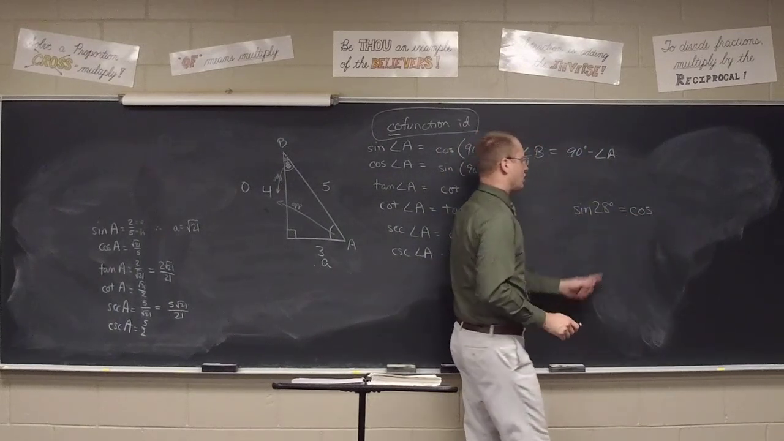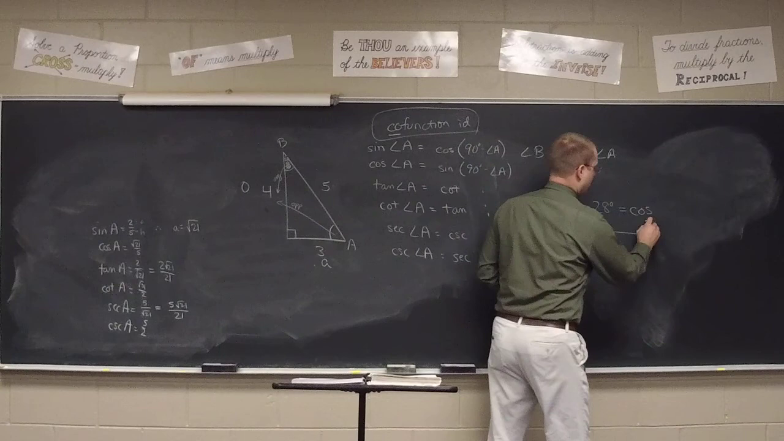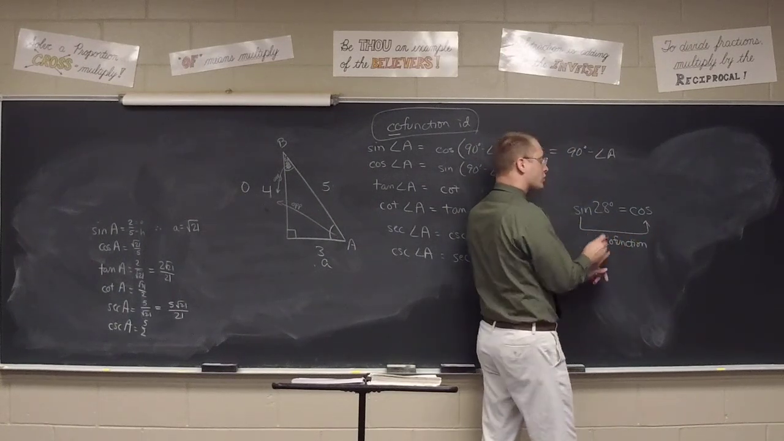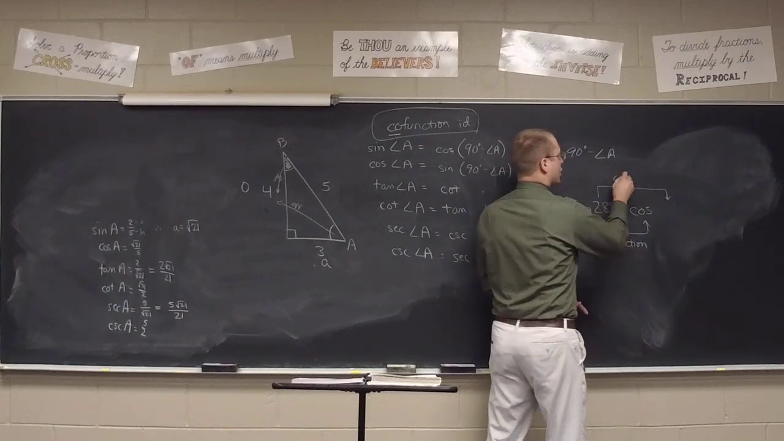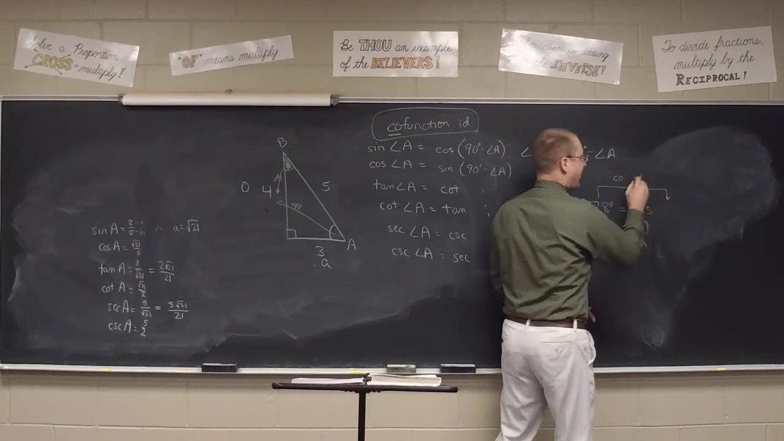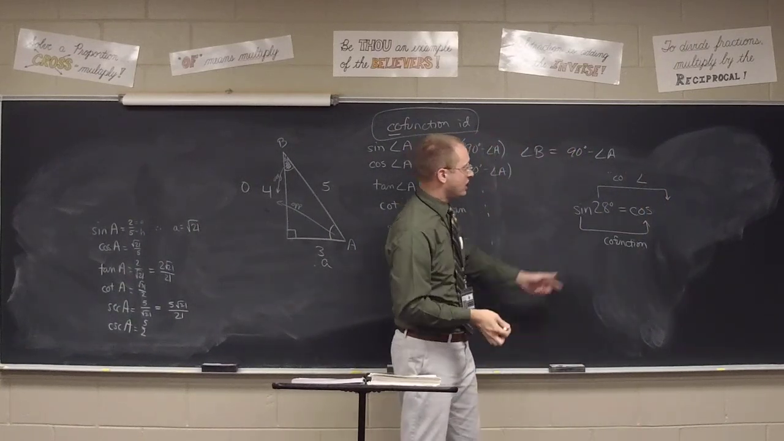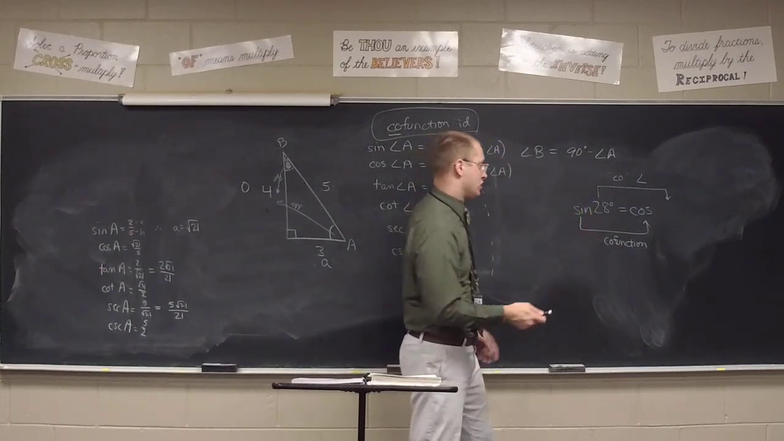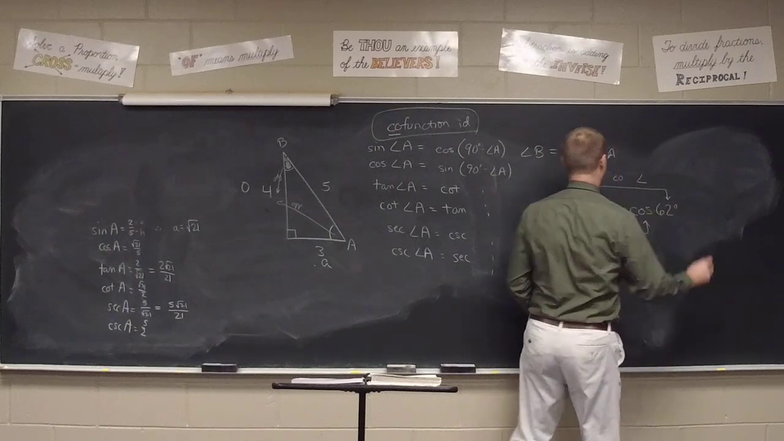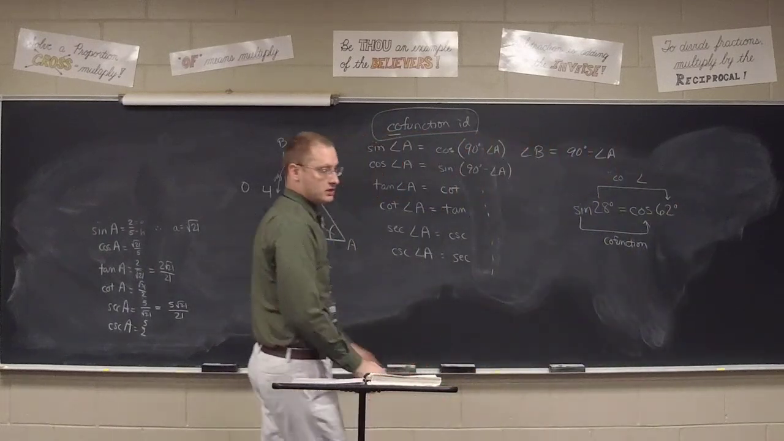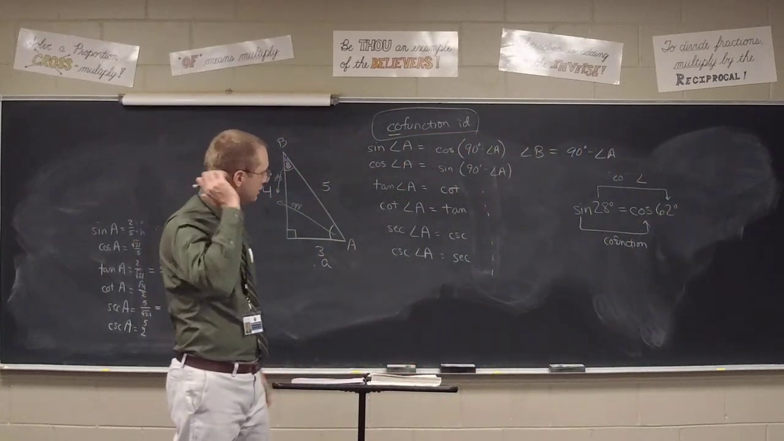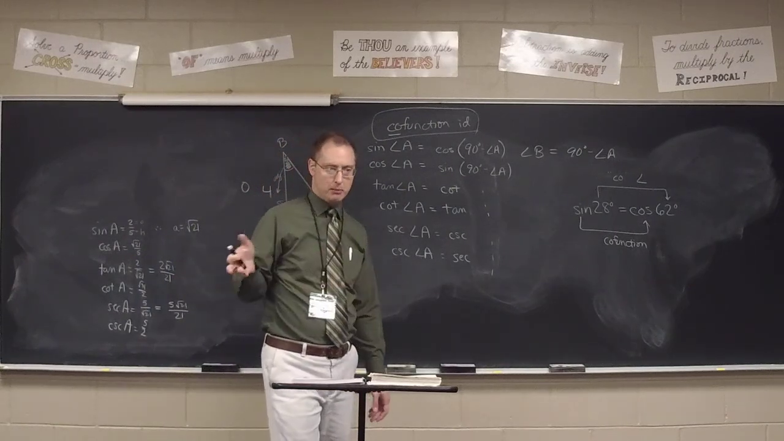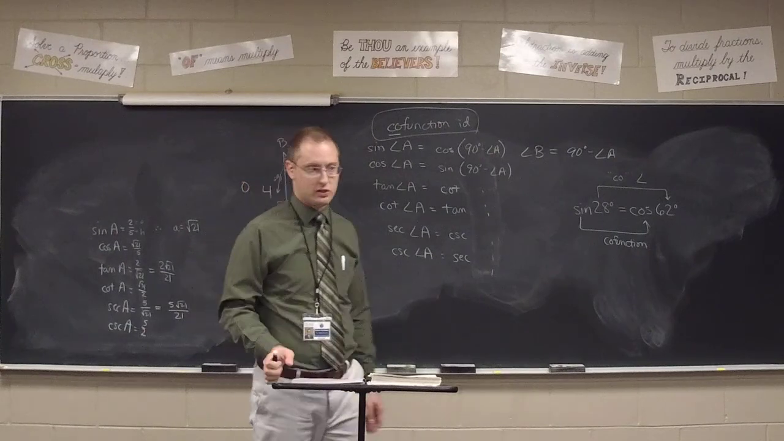Cosine. And we're going to change this function to the cofunction, but we're also going to change the angle to the co-angle, the complementary angle. What is the complement of 28 degrees? Well, what's 90 minus 28? 62 degrees. On your calculator, find the sine of 28 degrees. 0.469, and so on. Now find the cosine of 62 degrees.